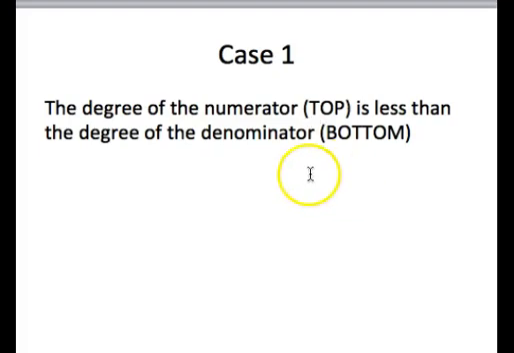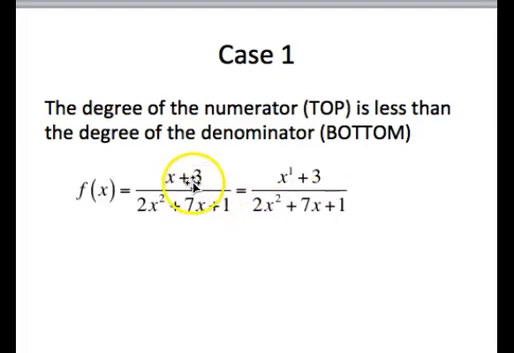So here's our first case. If the degree of the top is less than the degree of the bottom, I'll call that a bottom-heavy fraction. So here's an example. The degree of the top, the highest power of the top, is 1, x to the first power. The highest power of the bottom is 2, x to the second power. This is a bottom-heavy fraction.